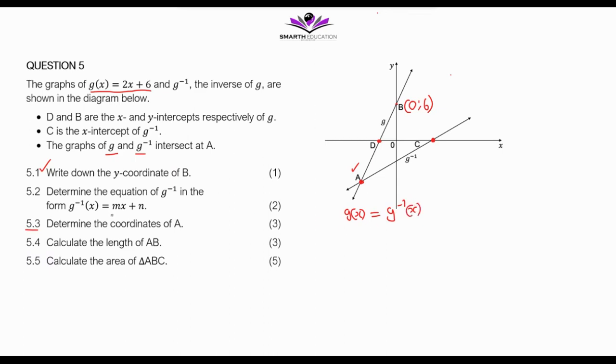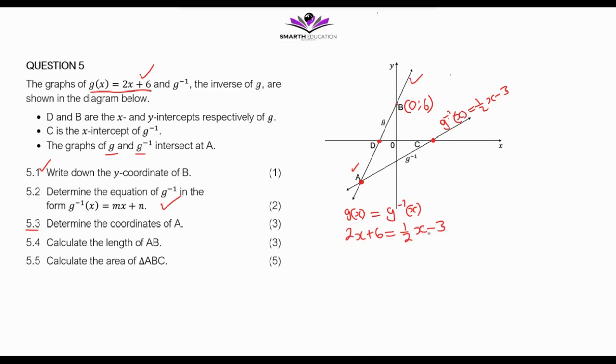Right, we got the equation of the inverse of g in question 5.2. That is 1 over 2x minus 3. We have the equation of g, which is this one here. So 2x plus 6 is equal to 1 over 2x minus 3.